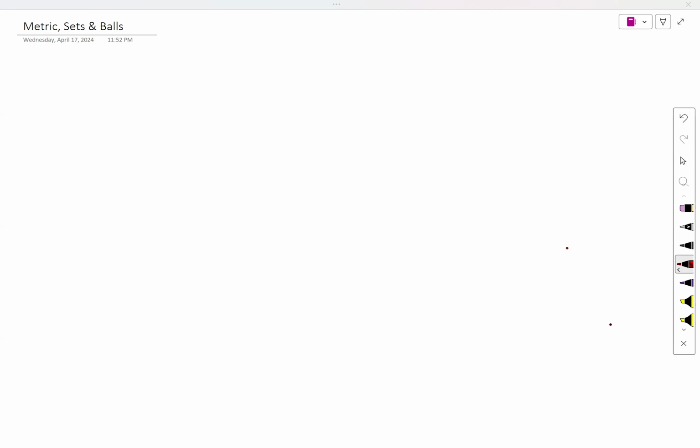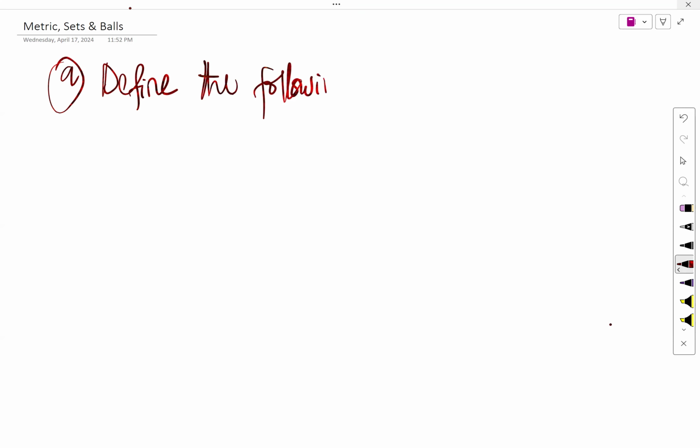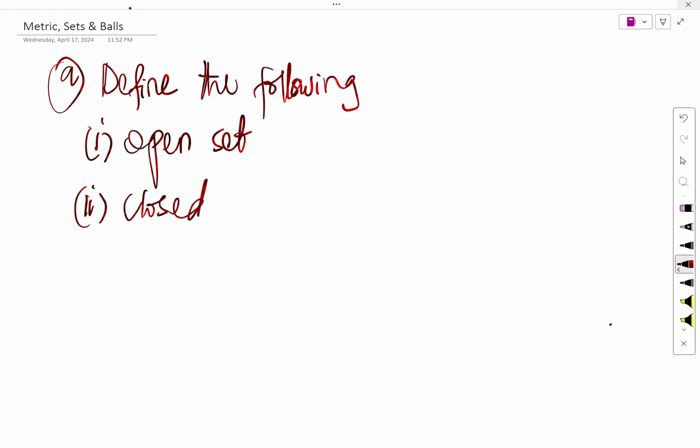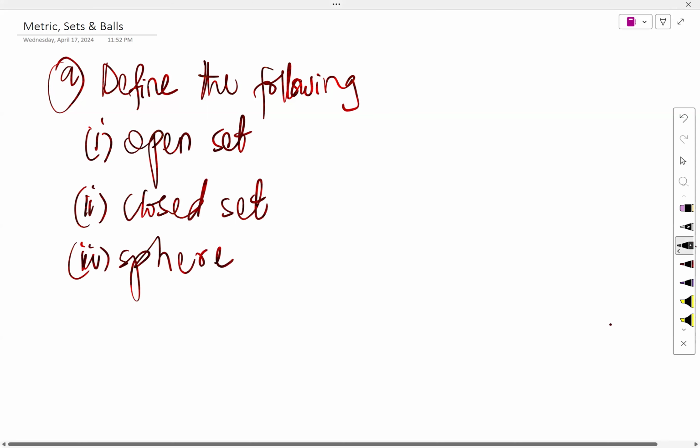Today, in this video, I'm solving a structured, two-part problem about metric spaces. The first part says: define the following. One, open set. Two, closed set. Three, sphere. So let's deal with that first of all: define open set, closed set, and then sphere.